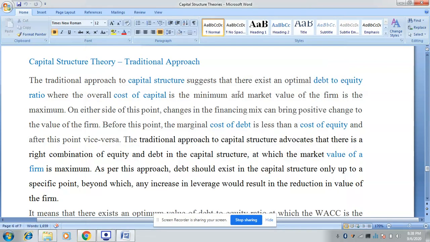Welcome back to the session. We're going to explore capital structure theory under the traditional approach. Hope you watched the previous three approaches. This is the last approach.